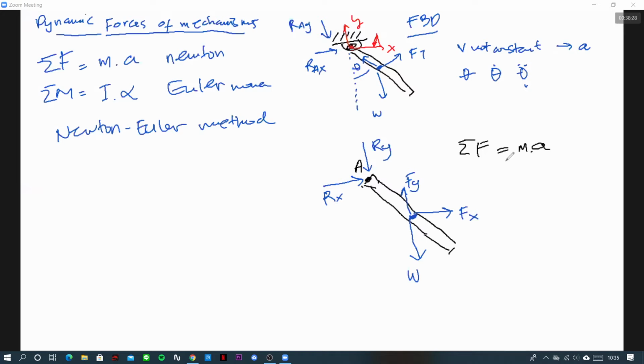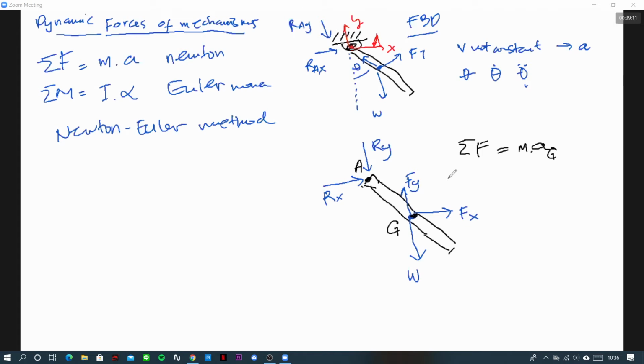So sigma F is equal to m times A. The question is, what is A here? A is the linear acceleration of point, which point? This point, the center of gravity. Let's call this point G. So A is the acceleration at point G. And what is sigma F? Sigma F is all the external forces.